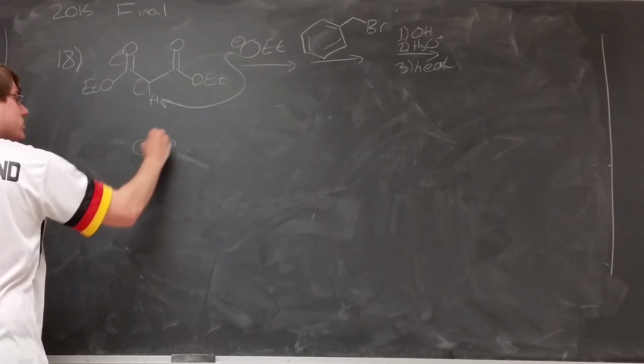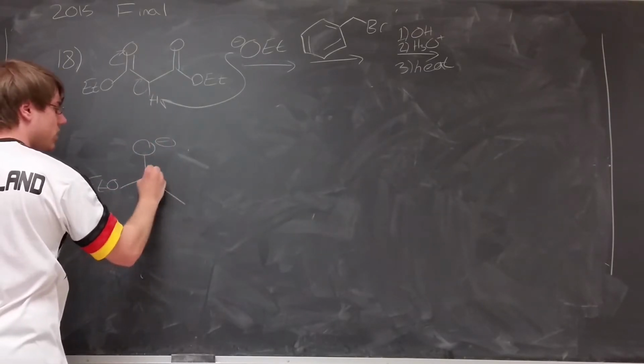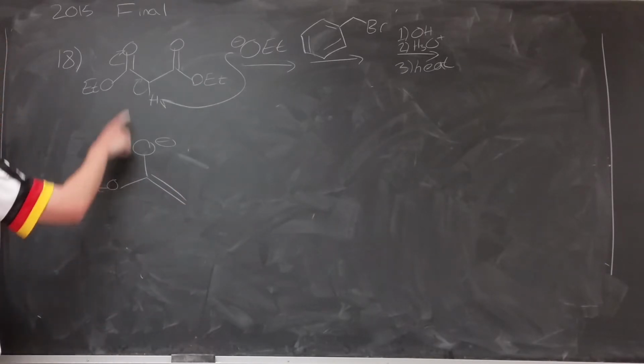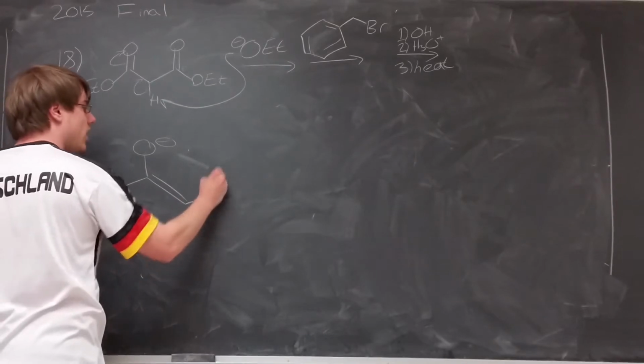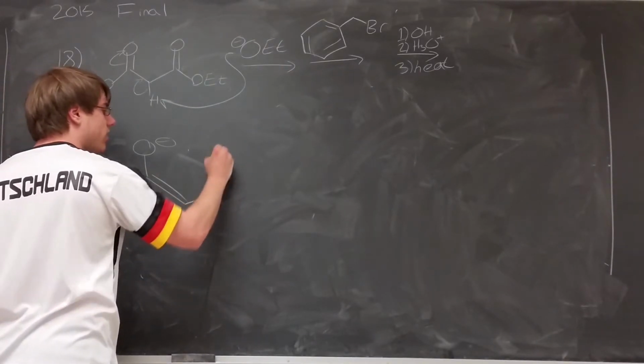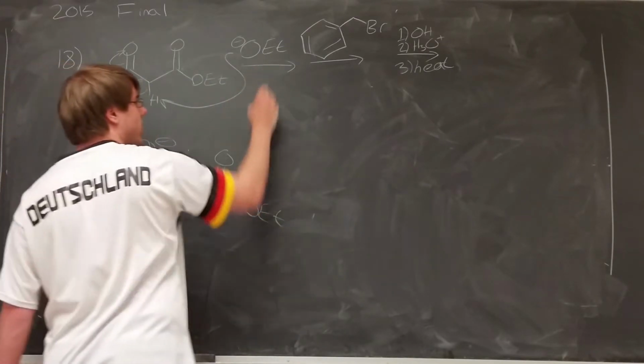You have O minus, OEt, and a double bond on there. Now, you could form the enolate with either carbonyl because this is symmetric. Neither side is better than the other. I just chose the left side arbitrarily. And so this will be the product of the first arrow.